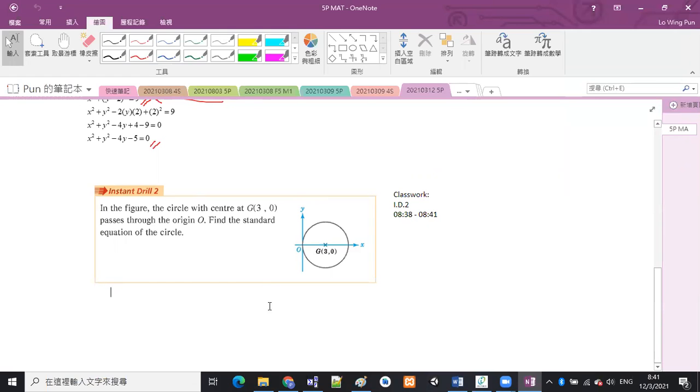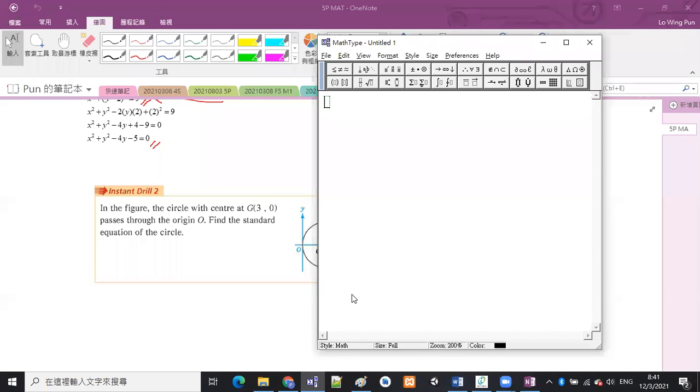Okay, let's check the answers. In the figure, the circle with center at G passes through the origin O. Find the standard equation of the circle. So now the question asks us to find the equation of the circle, so we need to find the center, the radius, and the equation. The center is given directly, which is (3, 0). Just mark it down. Then the radius is not given, so we are going to calculate the radius ourselves.